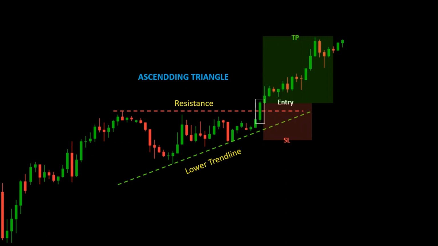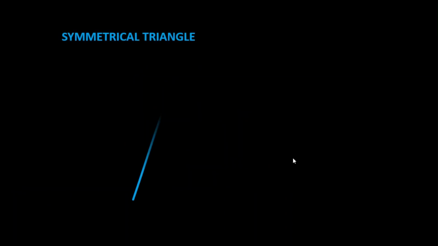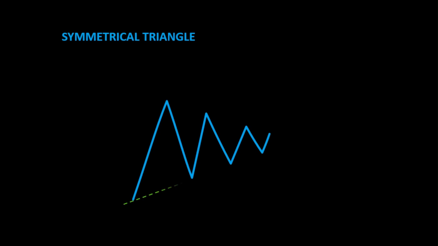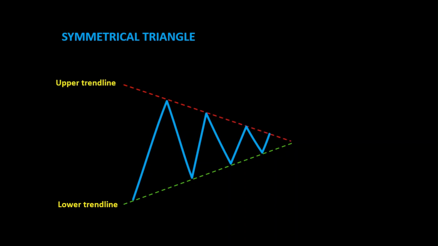Next, we turn our attention to the symmetrical triangle that forms when the price makes lower highs and higher lows, creating two converging trend lines, one sloping down and the other sloping up. This pattern represents a balance of power between buyers and sellers, with neither side in clear control. As the triangle narrows, market pressure builds, often leading to a sharp breakout. While the symmetrical triangle can break in either direction, it typically favors the direction of the existing trend.